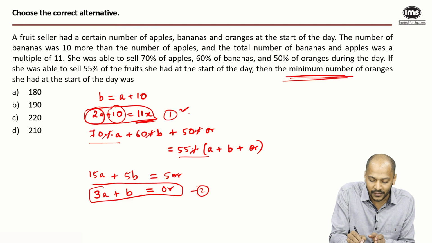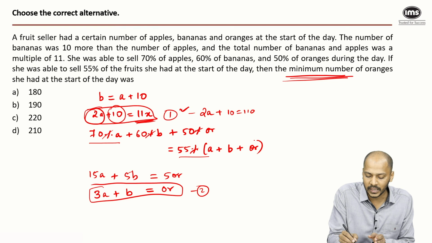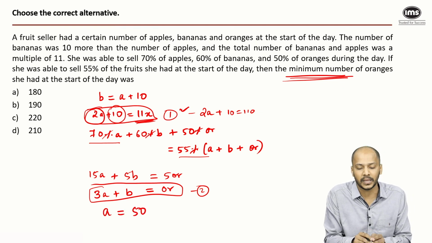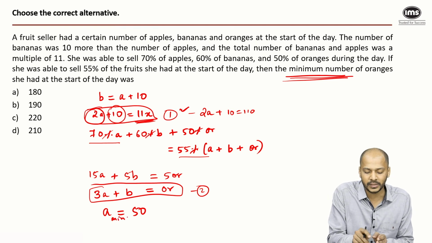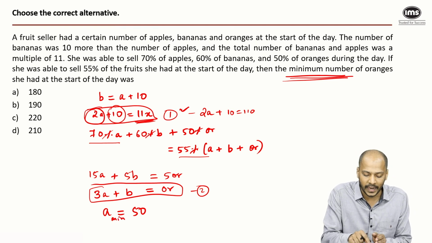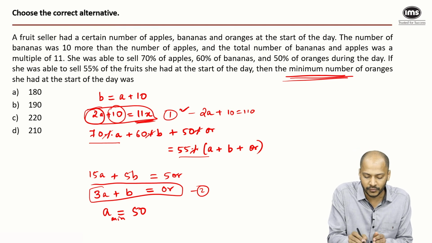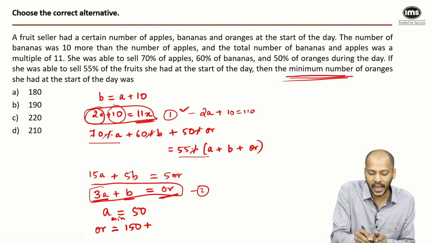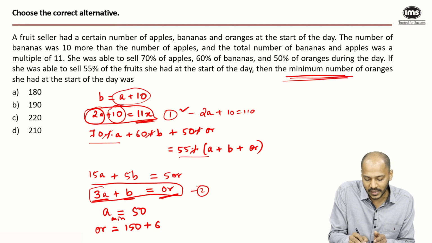So if I consider this 11x to be 110, I'll get 2A plus 10 equal to 110, which will give me 2A equal to 110 minus 10, that is 100. Therefore, A would come out to be 50. I think this is the minimum value of A which can satisfy both these conditions successfully. And if I substitute this value of A in the equation for oranges, because oranges is thrice of apples plus bananas, the number of oranges would be 3 times apples, that is 50 into 3, 150. And bananas are simply 10 more than apples. So bananas are 60 and therefore this would come out to be 210.